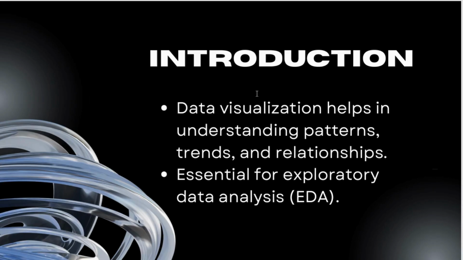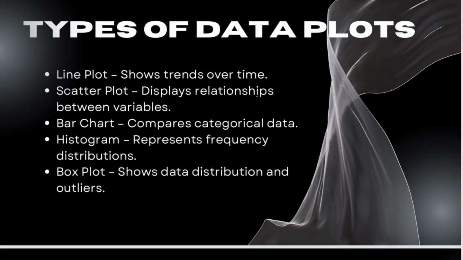Common types of data plotting: line plot, scatter plot, bar plot, histogram, box plot. These are the main ones. Coming to the line plot, the purpose of the line plot is to show changes or trends over time. For example, stock price, temperature changes, etc.